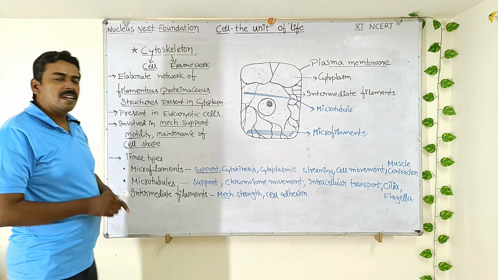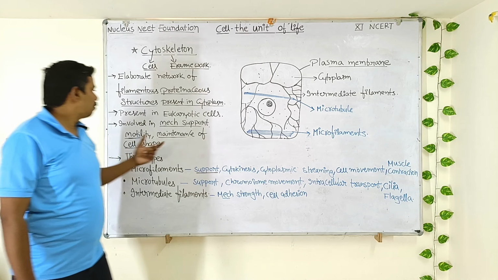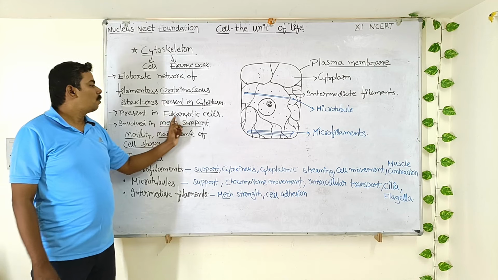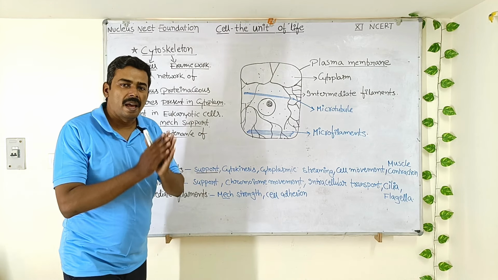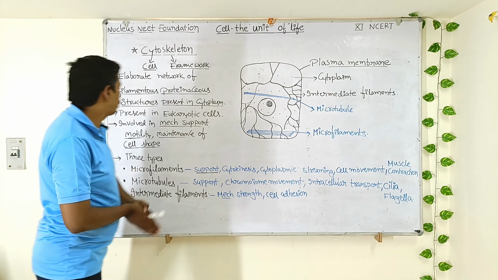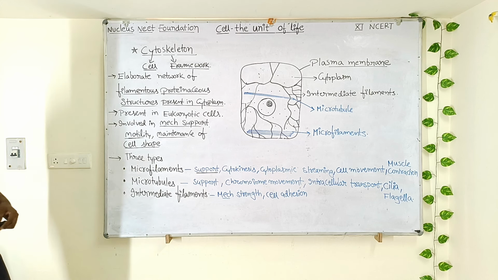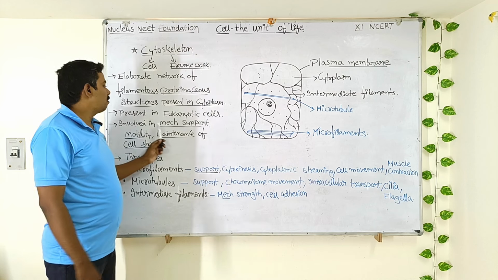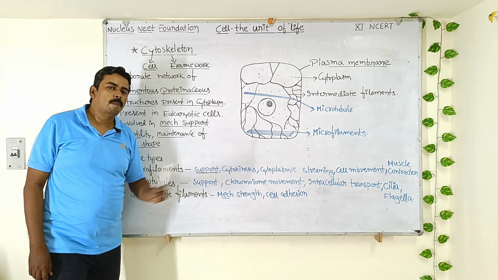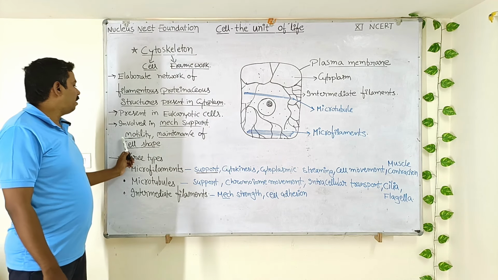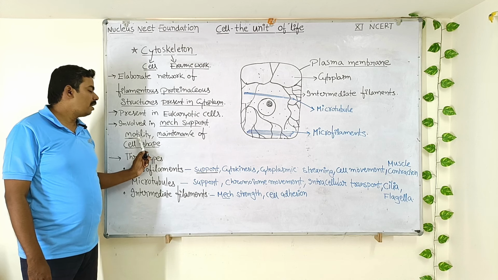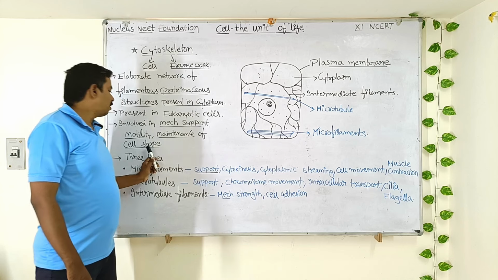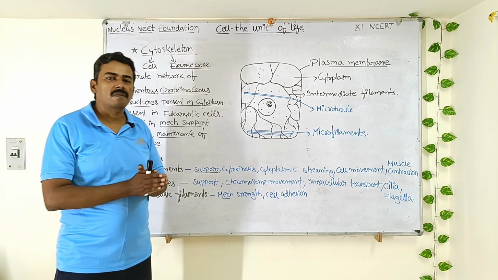Next, in which cells you can see this cytoskeleton? You can observe the cytoskeleton only in the eukaryotic cells. Cytoskeleton is present only in the eukaryotic cells, absent in the prokaryotes. Got? Next, what is the function of cytoskeleton? The cytoskeleton carries out three main functions. It is involved in providing mechanical support to the cell, and it is involved in cell motility. That means movement of the cell. Next is maintenance of cell shape.